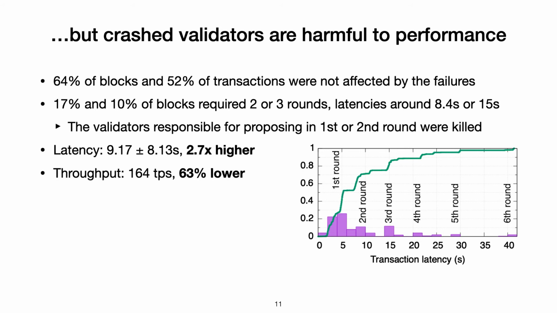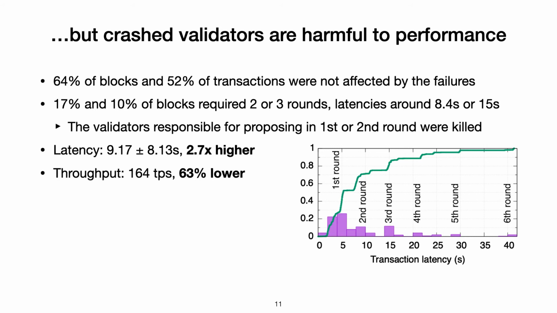The validators detect that a proposer of an instance of consensus failed using timeouts. They then agree that no block was proposed in the round and move to the next round, which is assigned always to a different validator. If this validator is correct, a block is committed in this second round. This happened with 17% of the blocks, resulting in much higher latency, around 8.5 seconds.